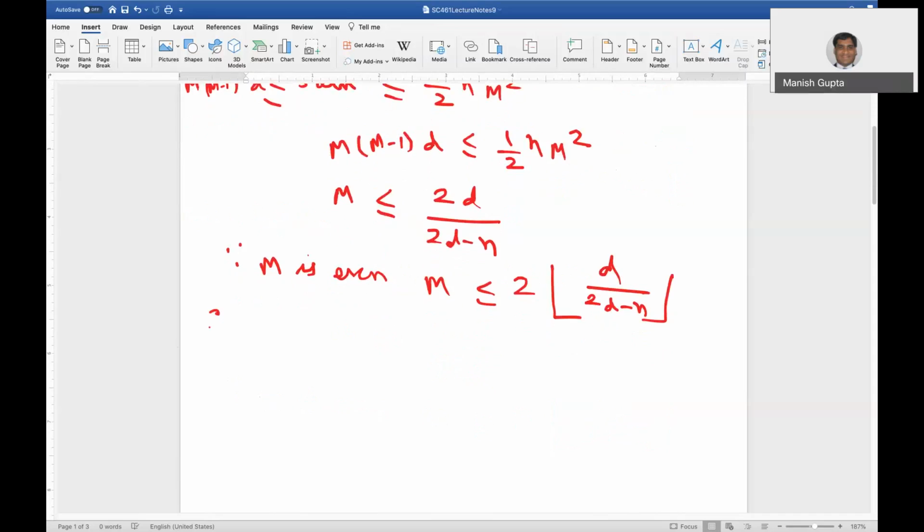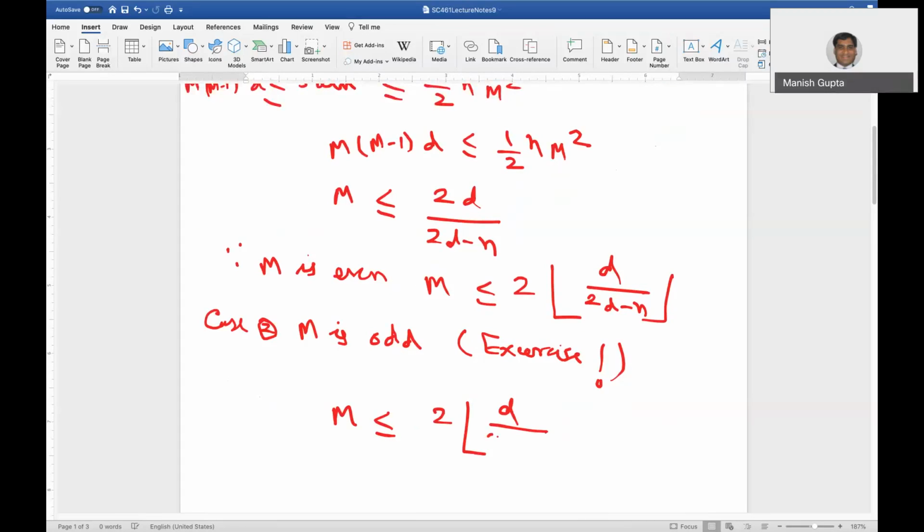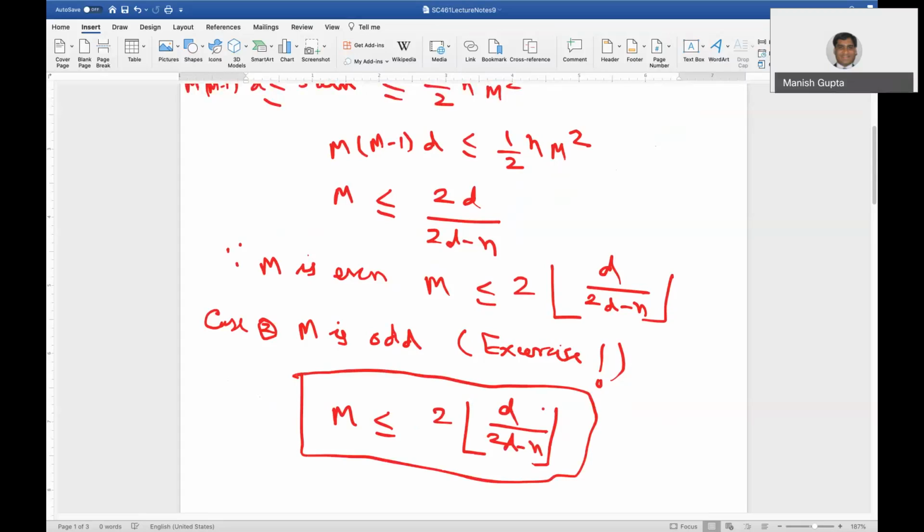Case 2, I leave it as an exercise for you. When M is odd, the maximum will occur at some other point, and you can see the same thing. Finally, we have that capital M cannot exceed 2 times the floor of D divided by 2D minus n. This is known as the Plotkin bound. Very interesting, beautiful bound on the parameters of the code.